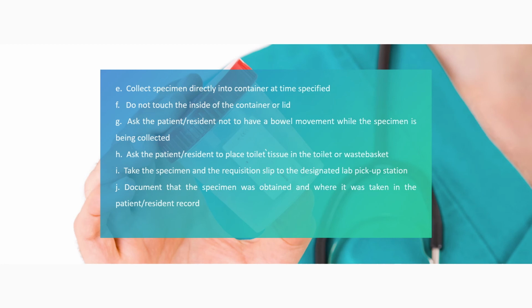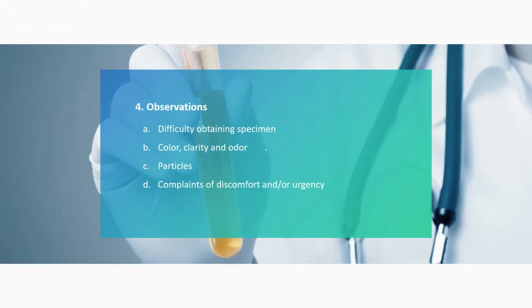Take the specimen and the requisition slip to the designated lab pickup station. Document that the specimen was obtained and where it was taken in the patient or resident record. Observations: difficulty obtaining specimen, color, clarity, and odor, particles, complaints of discomfort and/or urgency.